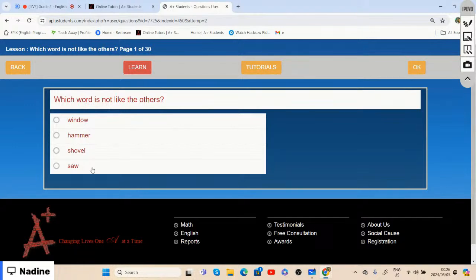You need to say which word is not like the others. Window, hammer, shovel, saw.